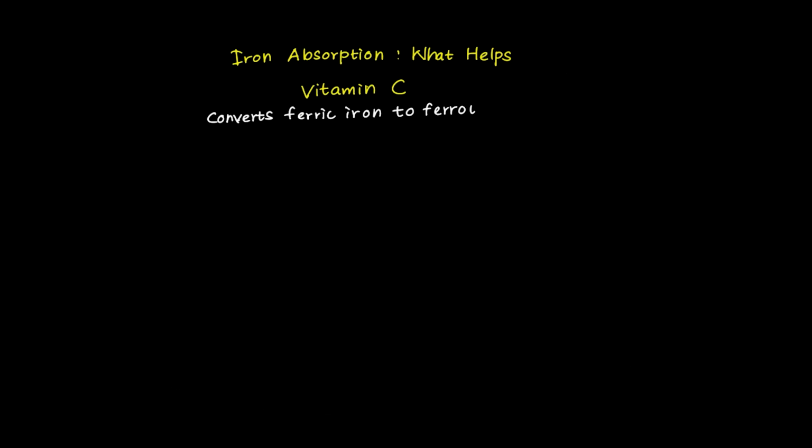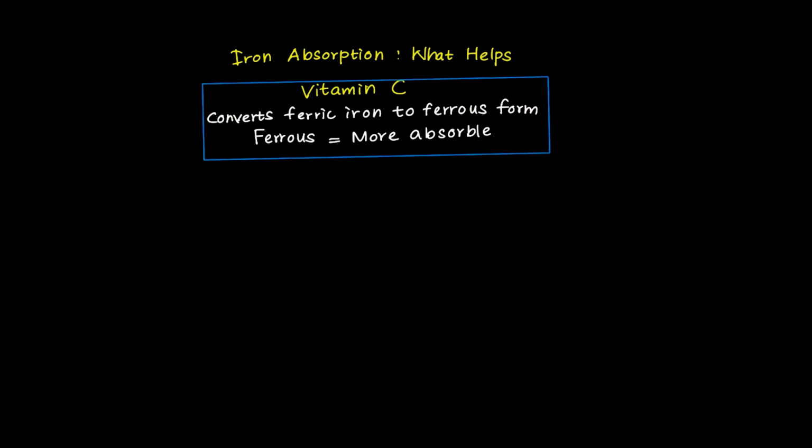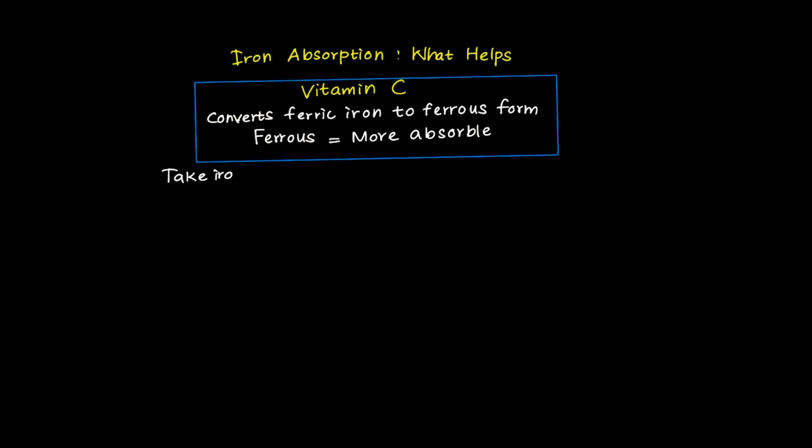The patient wants to know how to get the most out of their iron supplement. The answer is vitamin C. Vitamin C improves iron absorption by converting ferric iron into the ferrous form, which the body absorbs much more efficiently. Iron should be taken on an empty stomach for best absorption, and adding vitamin C to the regimen gives it an extra boost.